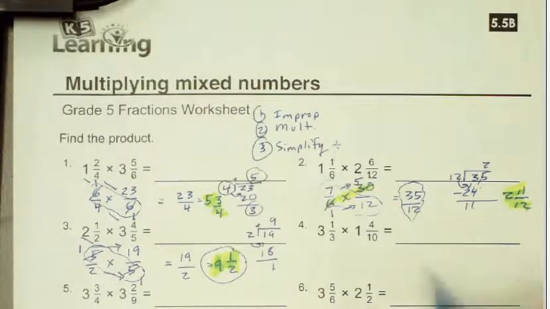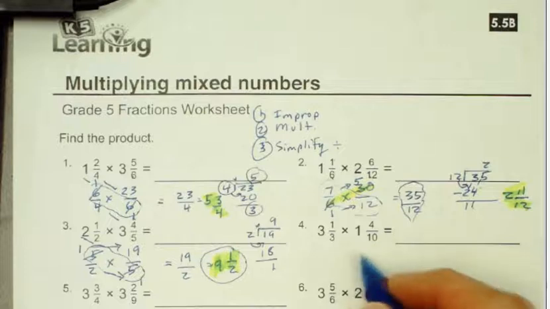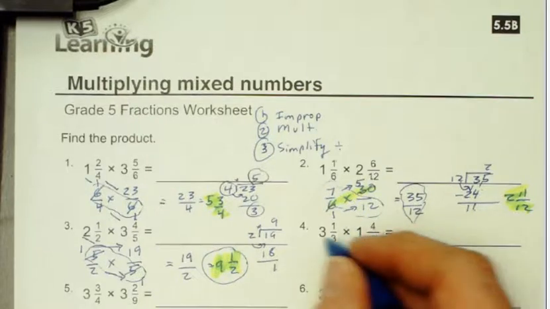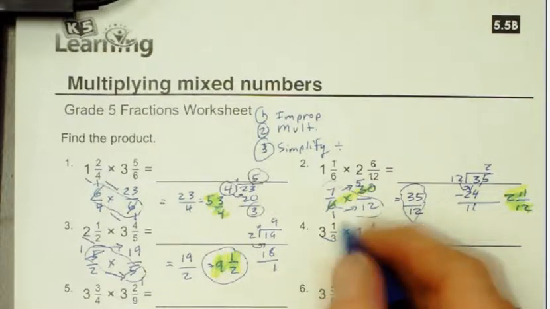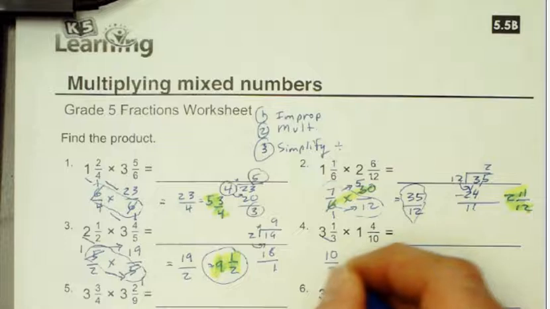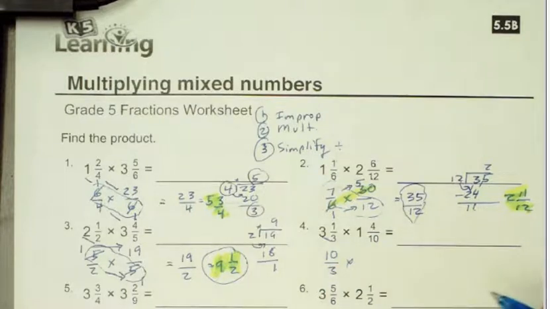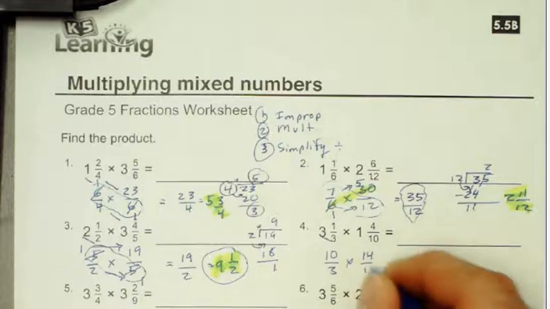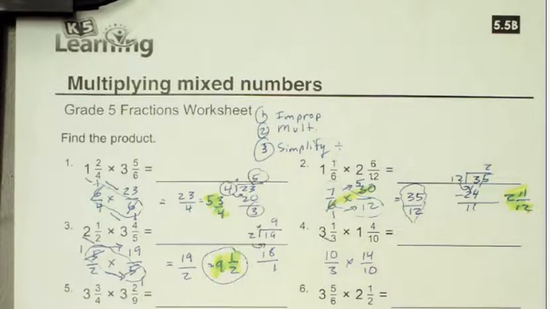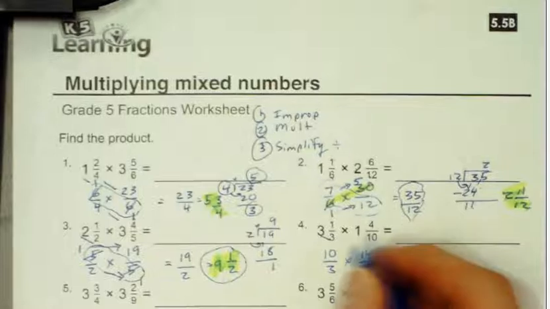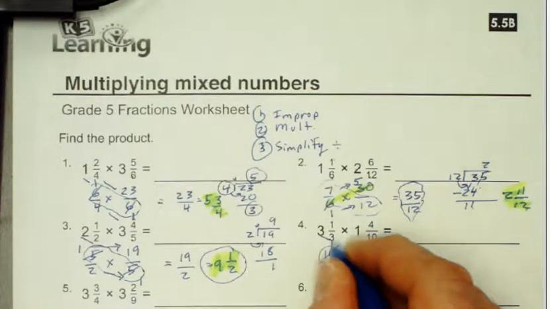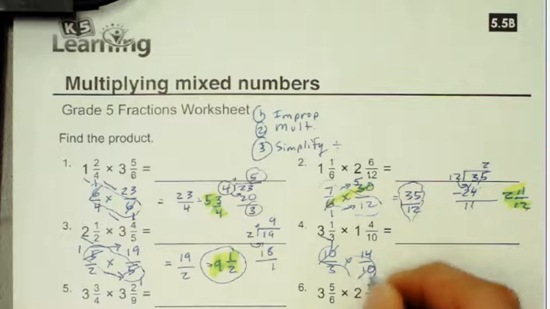Okay, let's see if we can get one more done here. All right, 3 1/3 times 1 4/10. Make it into an improper fraction. 3 times 3 is 9, plus 1 gives me 10 thirds. 1 times 10 is 10, plus 4 gives me 14 tenths. Well, I see right away I can divide by 10 here, so 10 divided by 10 is 1. 10 divided by 10 is 1.